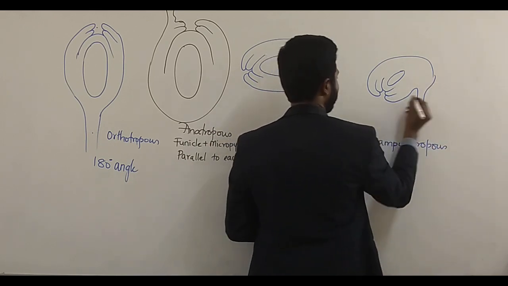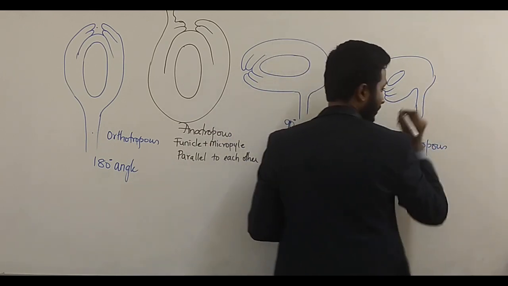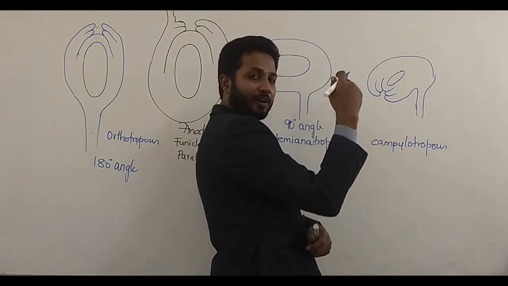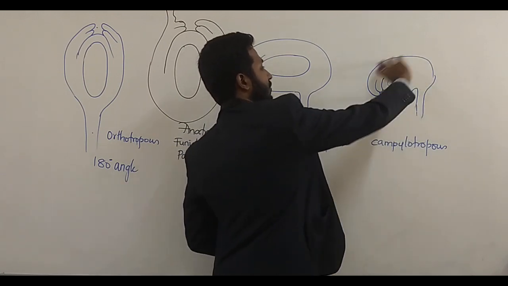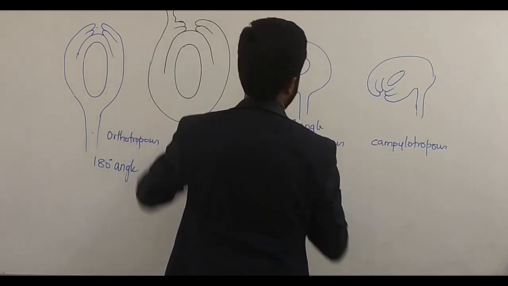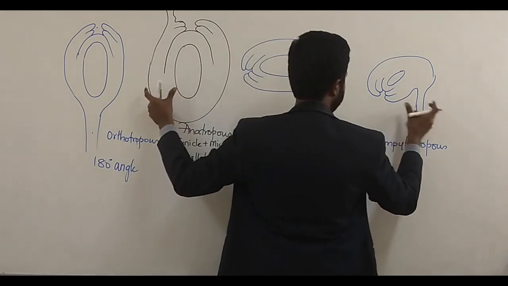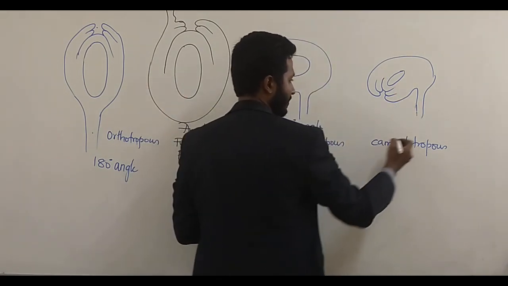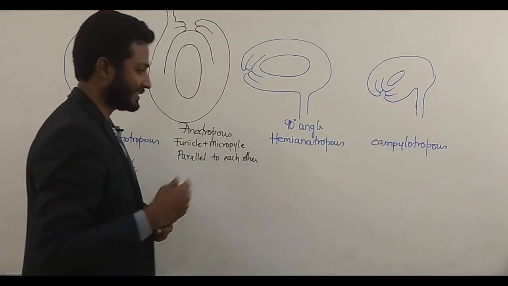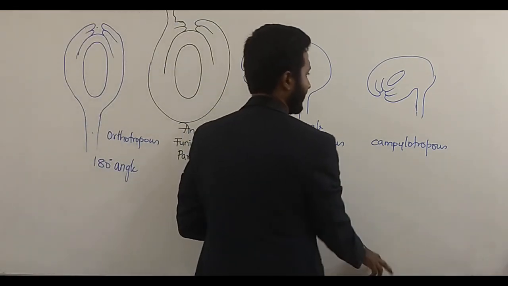So even here we see that the micropylar end and funicle are lying parallel, but a bent-shaped ovule is found. Here it is completely bent and it becomes quite parallel. You can clearly differentiate the differences. This is known as campylotropous. Then we go for cercinotropous and amphitropous. I would erase this.